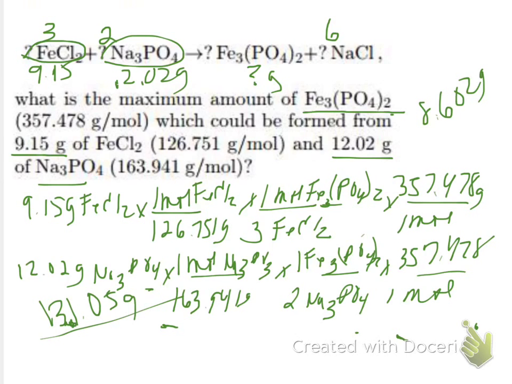So I can make 13 grams from the sodium phosphate. I can only make 8.6 from the iron 2 chloride. So the only thing I can make is what I can make with my limiting reactant. So the answer to that is going to be 8.602.